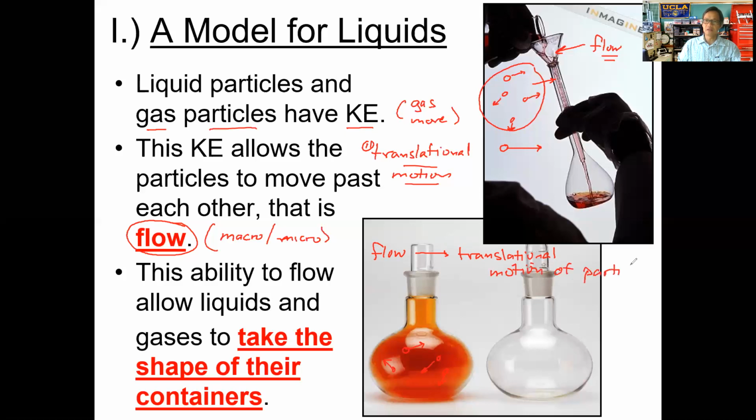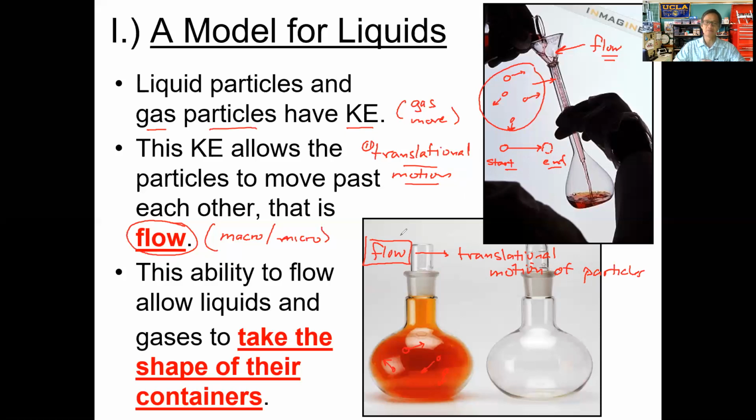Again, make sure you understand that translational motion simply means that an object starts out at one position, and then at some moment in time it ends up at another point in space. So it moves in space, from point A to point B, from start to finish. It doesn't stay in one place. When the particles move from one position to another, that accounts for the flowing nature of both liquids and of gases.